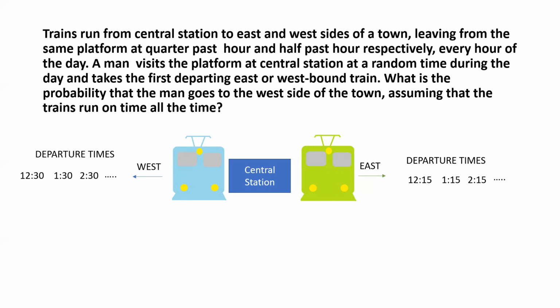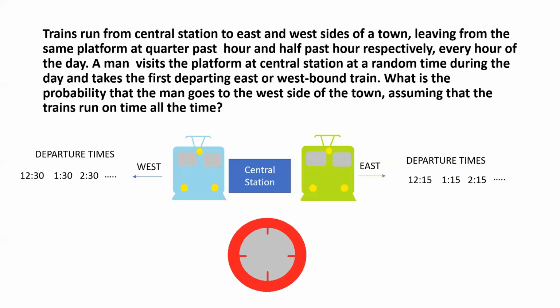So now we have to look at the probability that a man who arrives at a certain random time at the central station and takes the first departing train ends up going to the west side of the town, meaning that he ends up catching the westbound train. For that, let's look at an hour and see how the arrival of the man at different times during the hour may impact which train he ends up taking.